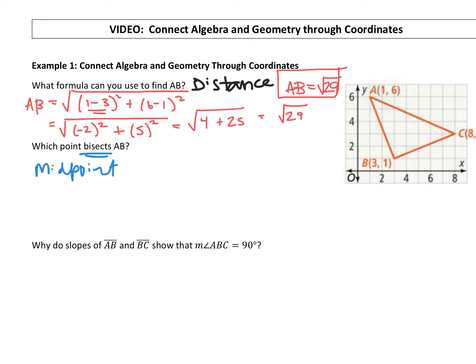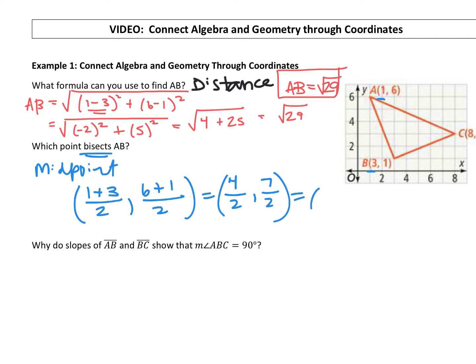So our midpoint formula is an ordered pair. In the first coordinate spot, you add your x's. So 1 plus 3. I'm adding the x's of A and B because we want the midpoint of AB. We're going to cut that in half, divide by 2. And let's add the y's. 6 plus 1 divided by 2. 1 plus 3 is 4 over 2. 6 plus 1 is 7 over 2.